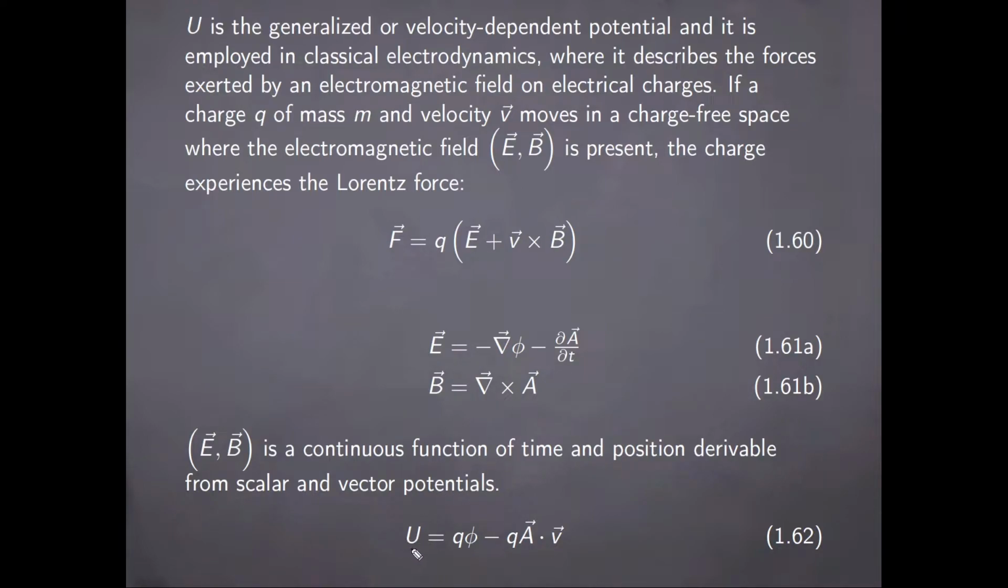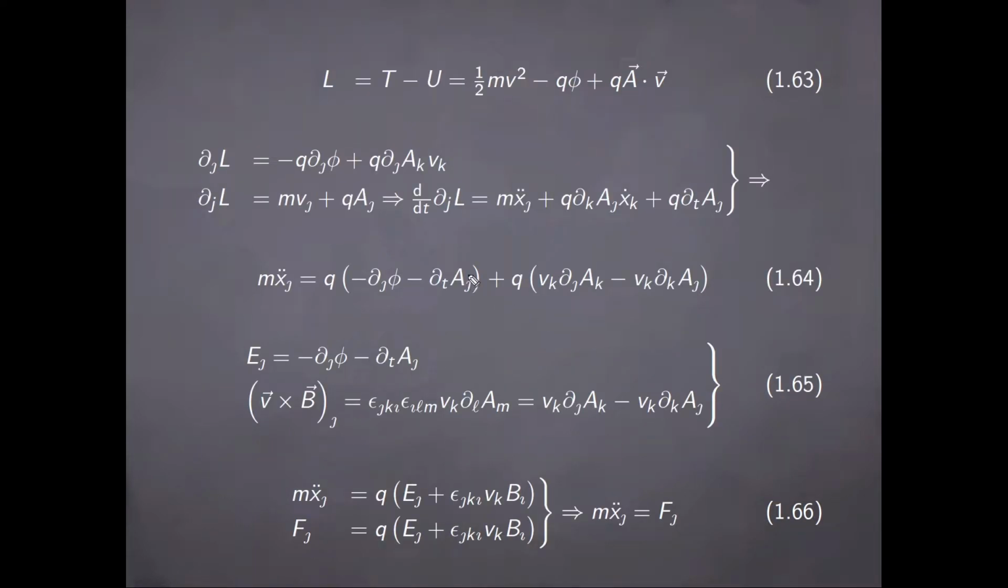So the generalized potential, in this case the function U, is given by this expression. It's the charge multiplying the scalar potential minus the charge multiplying the dot product between the vector potential and the charge's velocity. With a Lagrangian of the form T minus U, the expression is the one here.